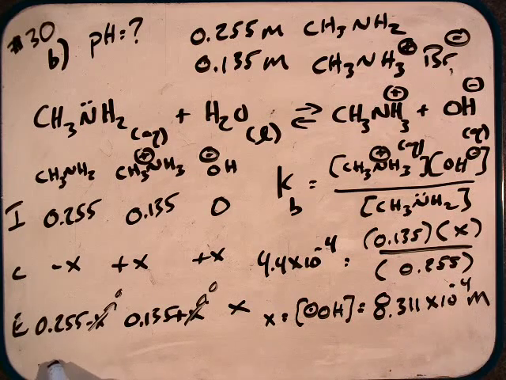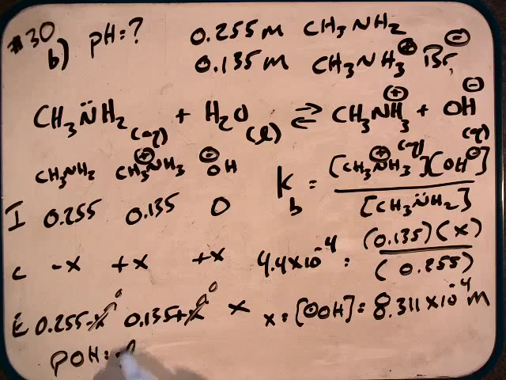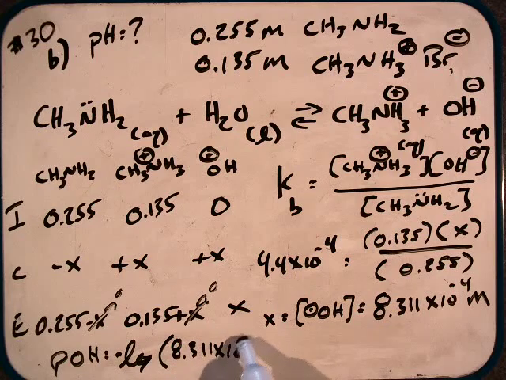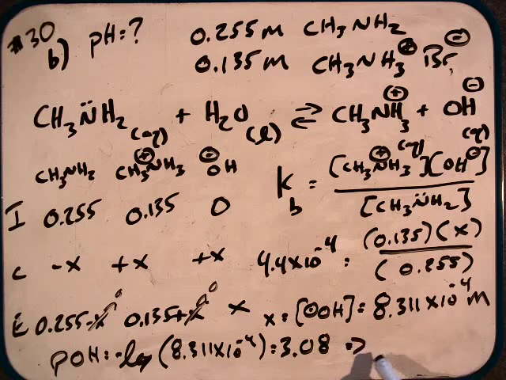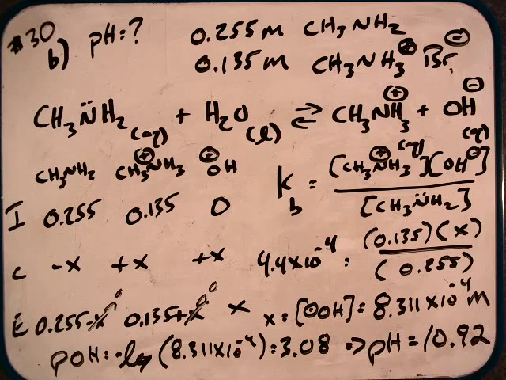Right, from our hydroxide we can get the pOH, which is a negative logarithm of that value. And then from there we can get our pH once we subtract from 14, which gives us a pH of 10.92. So again, we can use the ice table to solve for buffer questions as far as getting their pH. We can also use the Henderson-Hasselbalch. The number 30 is showing you how to use the ice table with regards to this type of calculation.